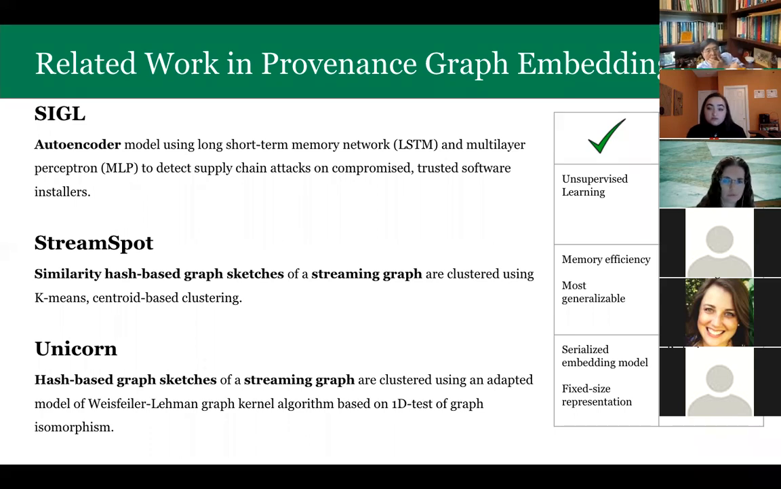But the Siegel framework was looking only at a limited problem size. They were only looking at software installers, and we wanted to find something that would be more generalizable to all provenance graphs. And Siegel also suffered from a high false positive rate, so there was the risk of alert fatigue with their method. Another instance that we were able to actually compare against in our experiments was StreamSpot. So StreamSpot and Unicorn in both of our experiments, we were able to compare against both of those, but Siegel did not share their data, so we weren't able to compare against them.